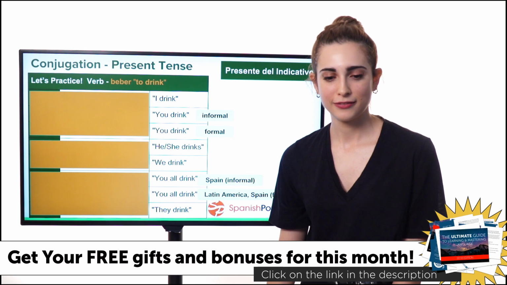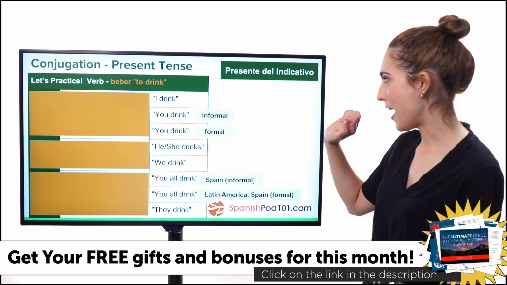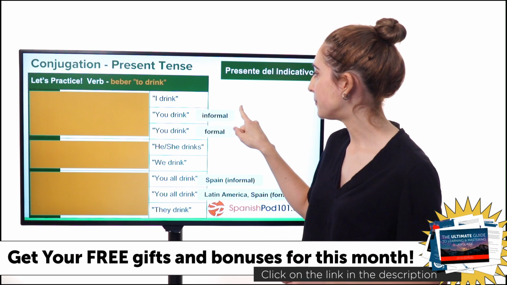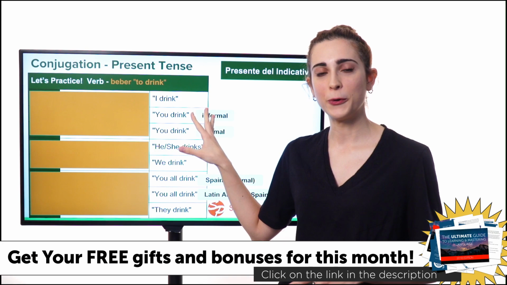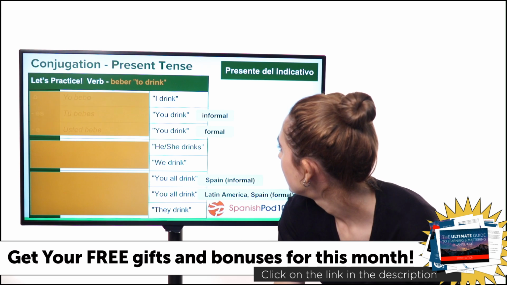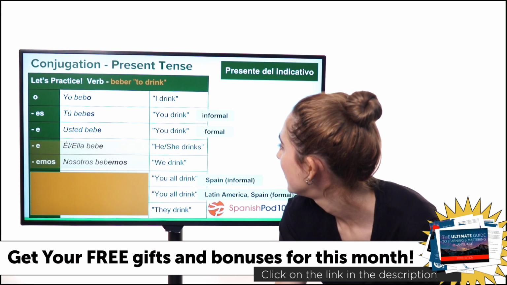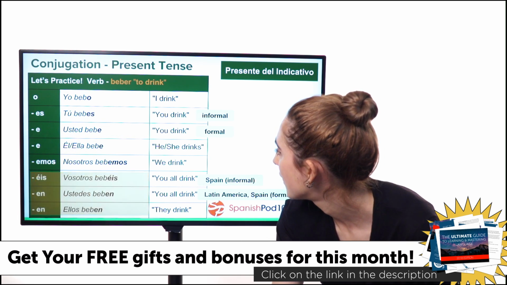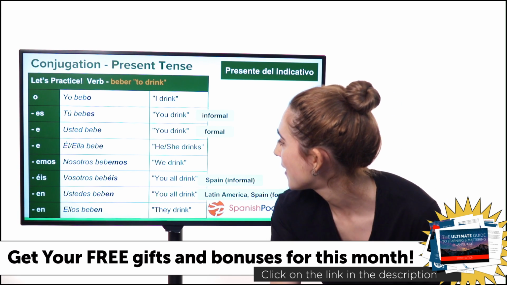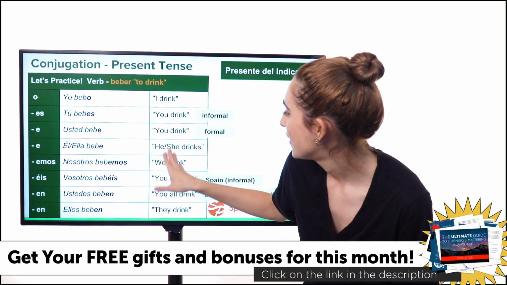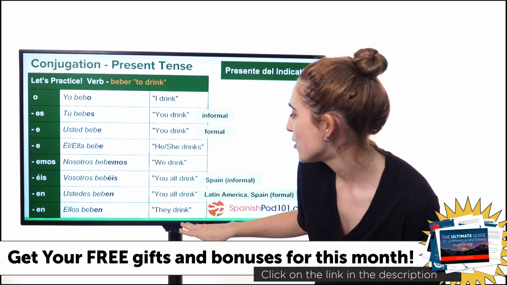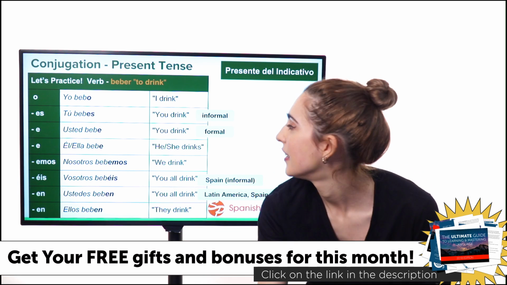I think we're not gonna have time to go over this verb, but it's another regular verb, so you need to do the same as before. I'll reveal here the answers if you want to see them later. Yo bebo, tú bebes, usted bebe, él bebe, ella bebe, nosotros bebemos, vosotros bebéis, ustedes beben, ellos beben. So it's another regular one.